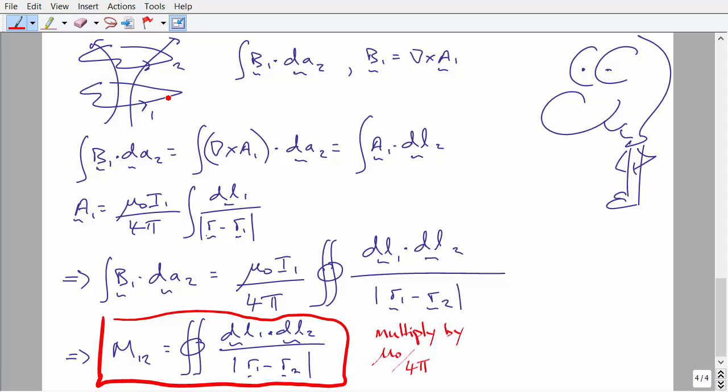So it doesn't matter which loop you put the current in and which loop you take the integral over, you'll get the same result. Okay, so as I said, we're going to do a little exercise on this in a workshop, and it will make that point quite clear.